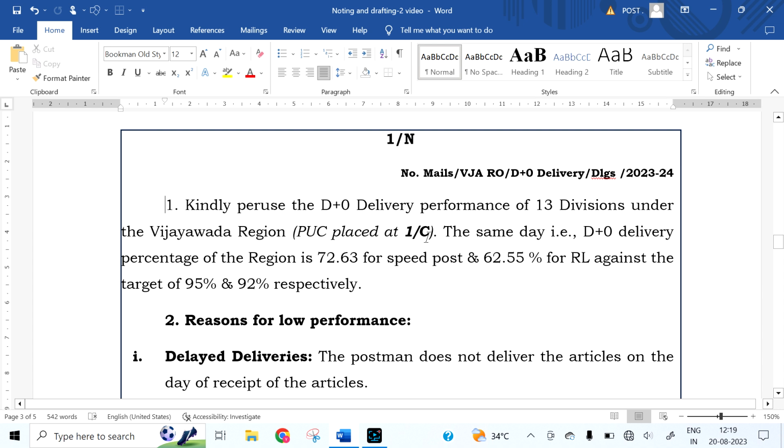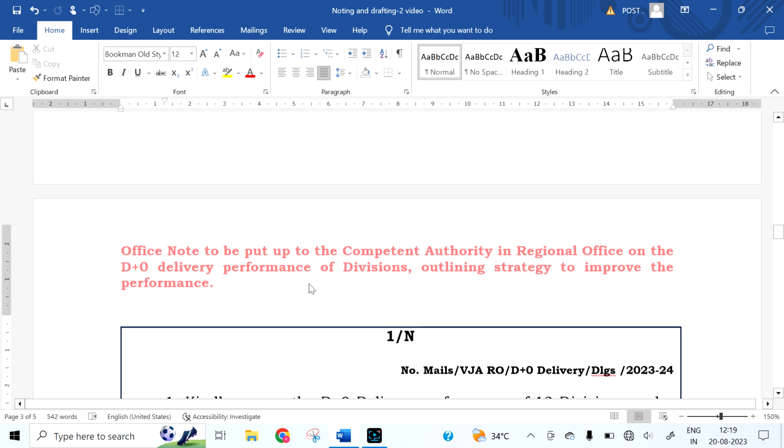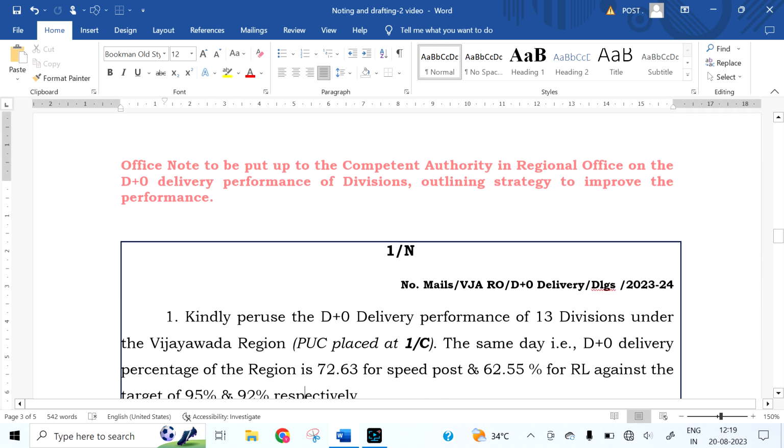C here means correspondence, N here means note. So in the correspondence, in the first sheet, we have placed it here. We have taken the D+0 delivery performance from the BI tools and placed it at 1/C. The same day, that is D+0, delivery percentage of the region is 72% for Speed Post and 62.55% for RL, against targets of 95% and 92% respectively. So these are the targets, and the percentages are like this. So we may have to address the divisions, outlining the strategy to improve the performance.